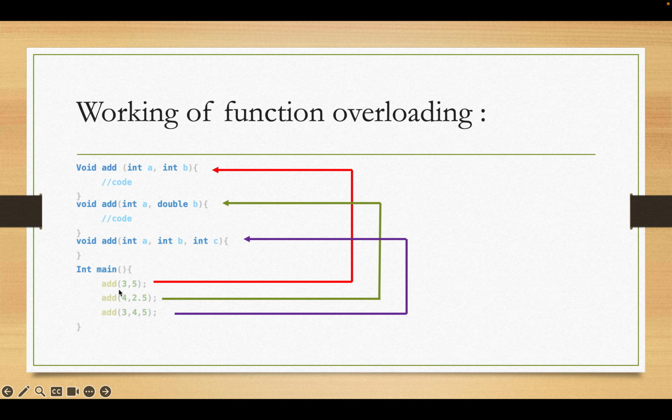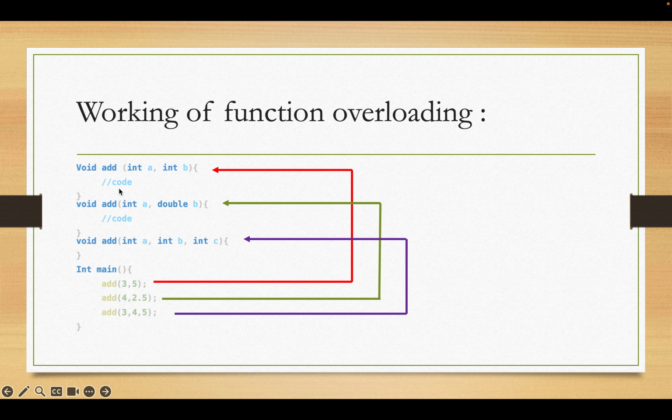Now when we call add(3, 5), this call is mapped to the best possible match among the add functions. Both arguments, 3 and 5, are integer type, so it will look for the best possible match out of all the add functions. That is the first one, where both arguments are int. So this add(3, 5) is mapped to this particular function, and the call will go and execute inside this function.